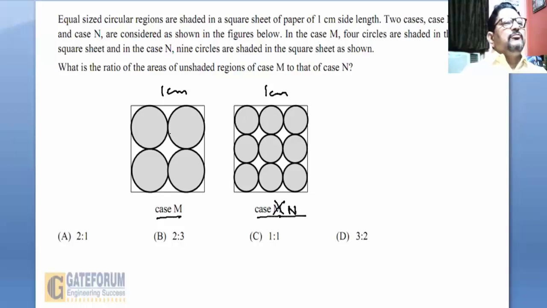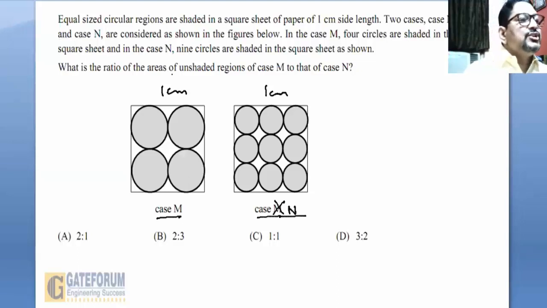In the case M, 4 circles are shaded in the square sheet. We can see that. Mind it, all the circles touch each other and also touch the sides of the square. I hope we have noticed that. And in case N, 9 circles are shaded in the square sheet. And here also the same criteria exists. All the circles are touching each other. Obviously next to next. I mean, this first circle can't touch this circle naturally. But next to next, they are all touching each other in the pattern shown. And there is no gap between the side of the square and the circles. The side of the squares are tangents to the circles. So this is the scenario.